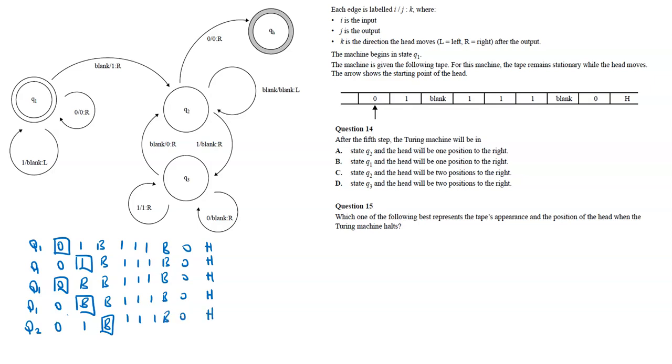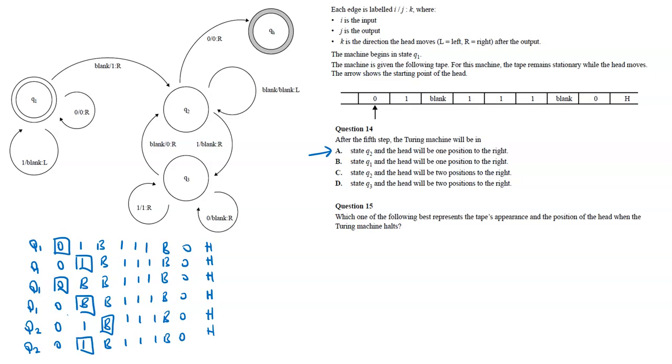How many steps have we done so far? 1, 2, 3, 4. The first line isn't a step. Now we're in Q2. We see blank. Blank stays as blank, but we've moved to the left. And that answers our question. After the fifth step, we are in state Q2 and 1 position to the right. And now we have to work through this whole thing until we get to the halting state.